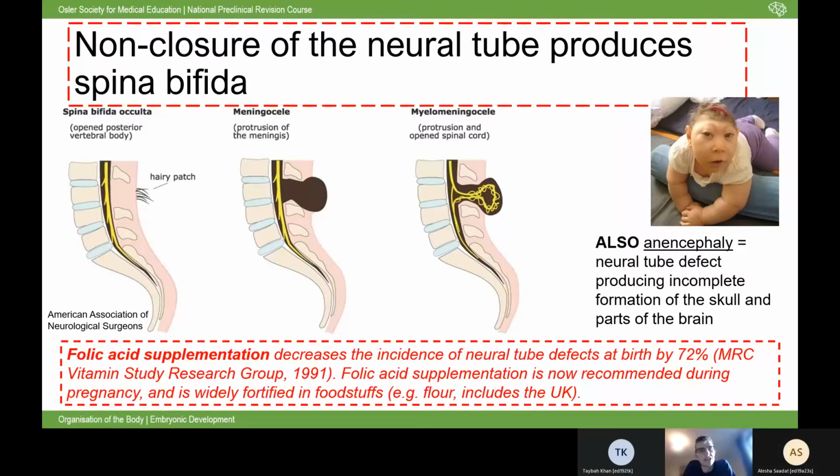By contrast, you get meningocele and myelomeningocele, which is where that closure of the neural tube is incomplete, and you get protrusion of the meninges, or in the case of myelomeningocele, actual nerves and nervous tissue. Anencephaly is what we use to describe this problem when it happens in the head area and you get brain developmental defects. And as I'm sure has been mentioned to you before, we supplement many foods in the UK with folic acid now, and that's because in a large controlled trial, this was shown to reduce the incidence of neural tube defects.